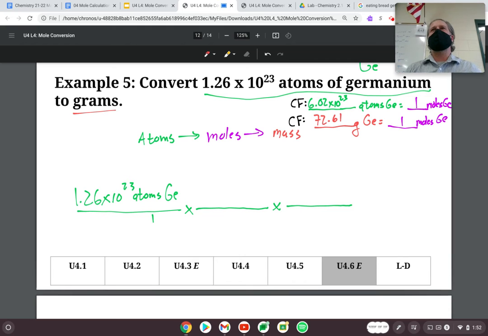So now what I'm going to do is take my conversion factors and set them up, or use them, in such a way that the units cancel out.